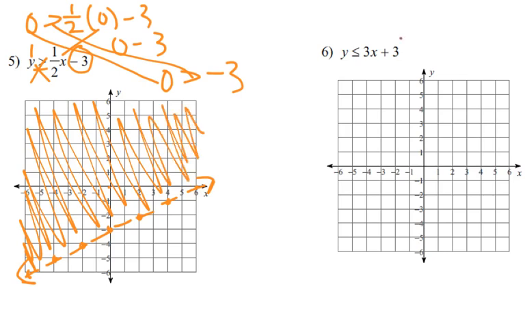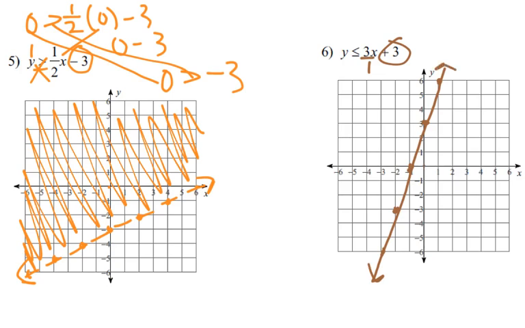Okay, number 6, positive 3 for the y-intercept. Slope of 3, make it a fraction. It's positive, so we know we're going up 3 to the right 1, or down 3 to the left 1. So it's kind of a steeper one. There is an equal to, so we draw our solid line.